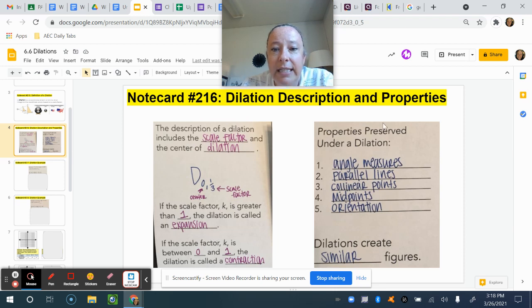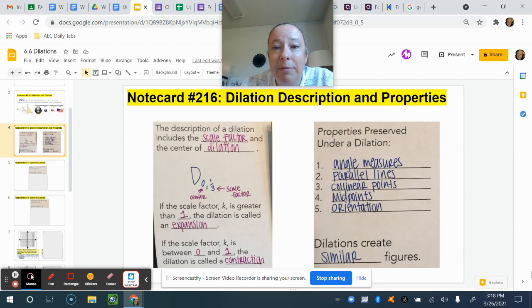It's a lot. And some of the properties that are preserved, meaning that stay the same, is angle measures stay the same. It's the same shape, y'all. It won't be the same size, but it'll be the same shape. Parallel lines stay parallel. Collinear points that are on the same line are going to be on the same line. Midpoints, the same. Orientation's the same.